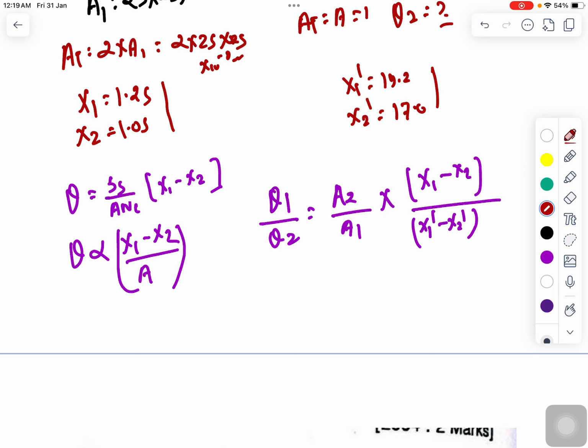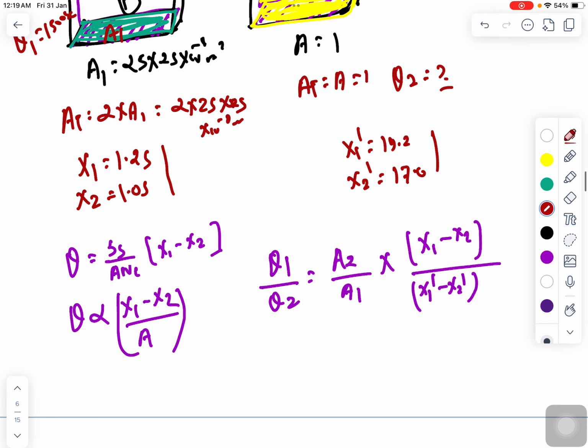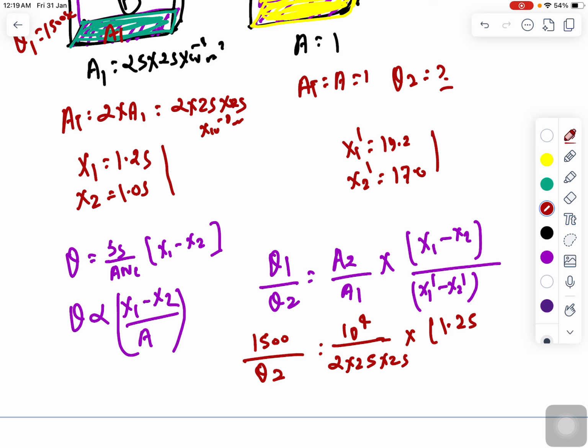All of these things I have already written. So theta 1 is given to you, that is your 1500, divided by theta 2, and A2 is what, 1, and A1 is what, 2 multiplied with 25 into 25 and 10 to the power minus 4, so that is equal to 10 to the power 4 multiplied with x1 minus x2, so you can say 1.25 minus 1.05, divided by 19.2 minus 17.6.